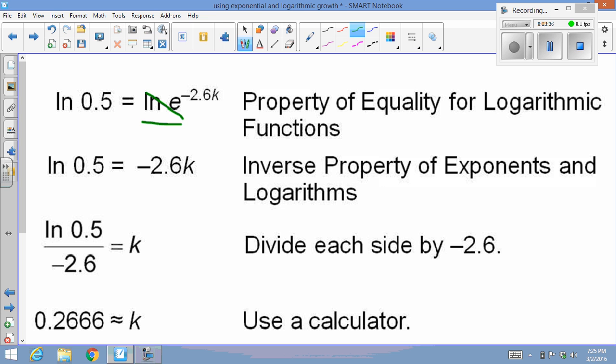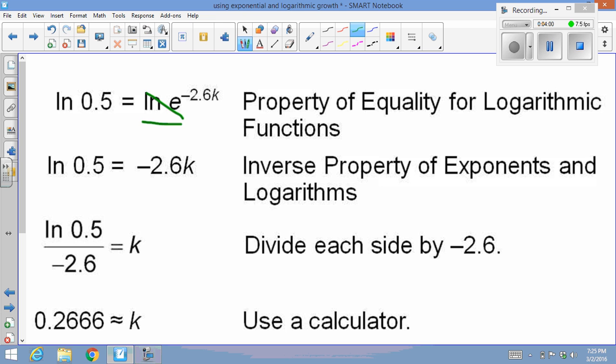So I have the natural log of 0.5 equals negative 2.6k. I need to get the k by itself because that's what we're solving for. So I'm going to divide both sides by negative 2.6. When I do, I get the natural log of 0.5 over negative 2.6 equals k. And then I can use my calculator and I get 0.2666 is approximately what k is.